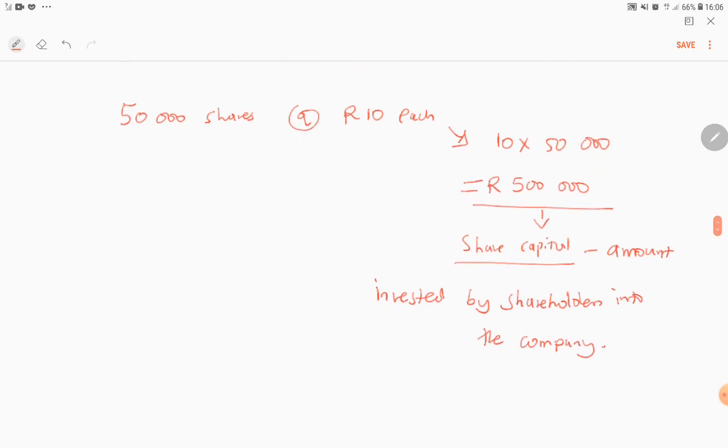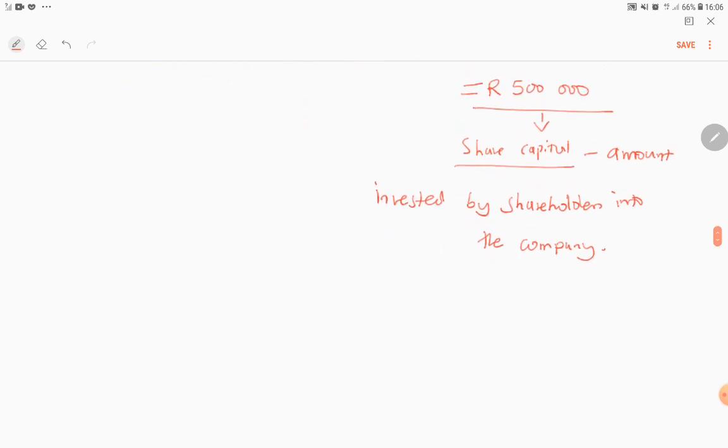Now, you remember for sole traders and partnerships, we had what we call drawings. This was the amount that the owners withdrew from the business, after the business has created some profit or any other time during the course of the business. This was the amount that was withdrawn by the owners of the business.